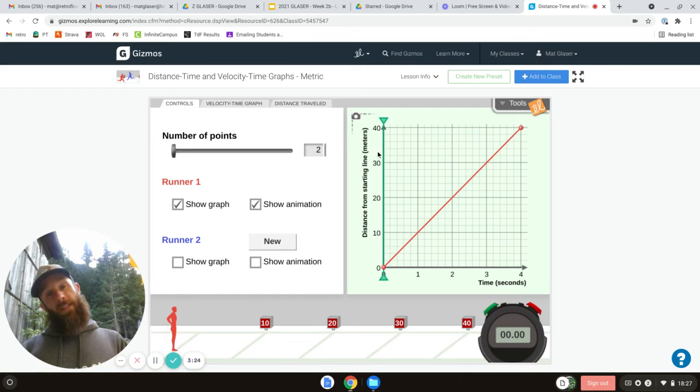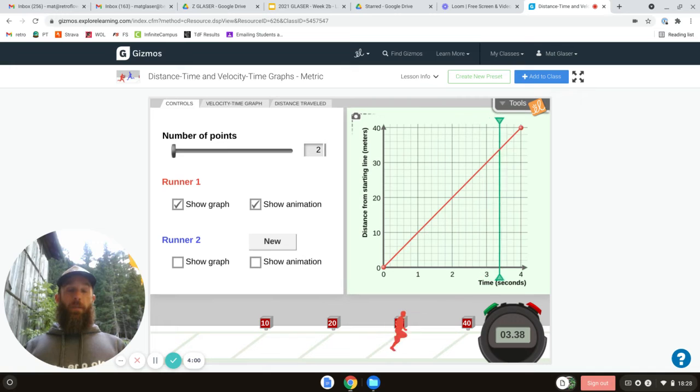Okay, so let's look at what this is. This graph here is really what we're looking at, okay? Across your x-axis on the bottom is time, measured in seconds. 1, 2, 3, 4, okay? Across your y-axis, going up and down, is distance from the starting line, measured in meters. 0, 10, 20, 30, 40. This red graph is going to be a graph of the motion of the runner. You start the simulation with these 2 buttons on your stopwatch down here. The green one starts it. I'm just going to click this so I can show you what happens. Here we go.